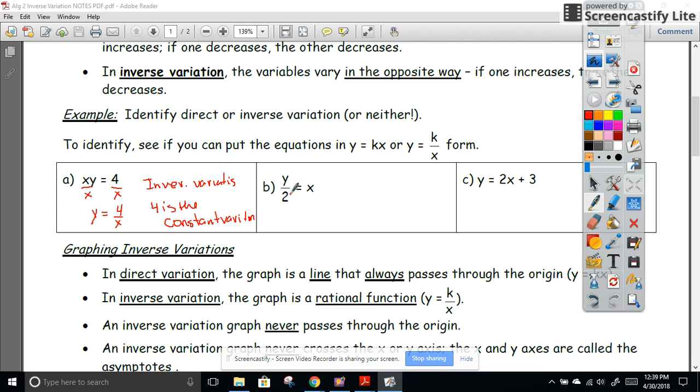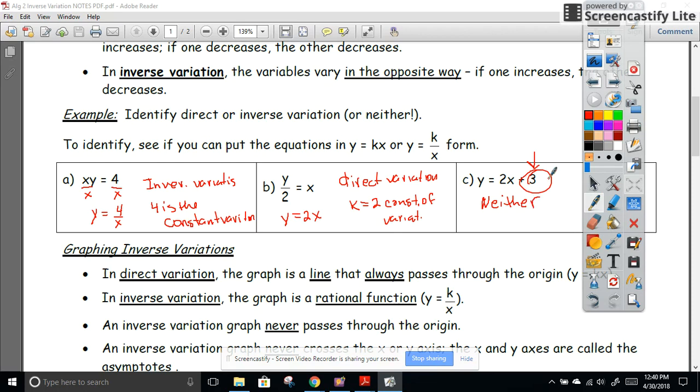Okay, this one, get the y by itself, you multiply both sides by 2, we get y equals 2x. This is direct variation. And we still identify k equals 2, which is the constant of variation. This has the same name. Okay. This one is neither because of that 3. It would be direct variation, but remember, direct variation is a line that passes through the origin. This one does not pass through the origin. So this one's neither.